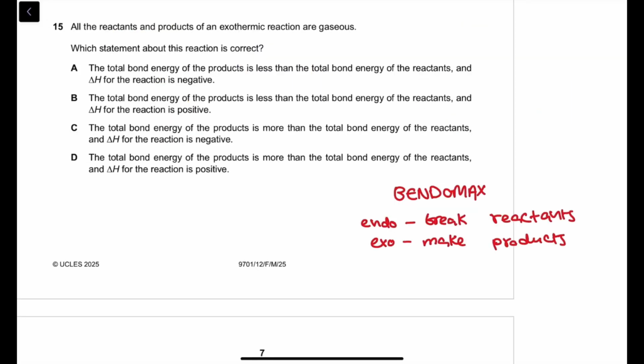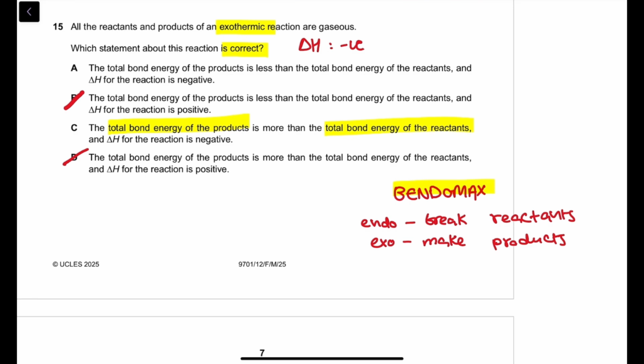Question number 15. All the reactants and products of an exothermic reaction are gaseous. Which statement about the reaction is correct? So if we are talking about an exothermic reaction, then the enthalpy change must be negative. So I can already eliminate options B and D. Then what they're referring to are the total bond energy of the products and the reactants. Now, if you can recall the bond energy concept, then this would help you out.